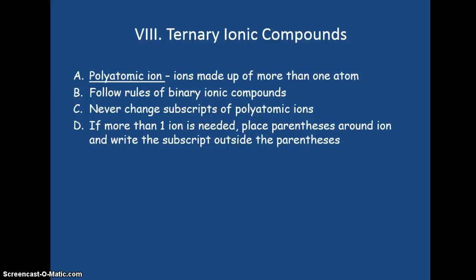Today we're going to learn about ternary ionic compounds. So we're still doing ionic compounds, which do contain a metal and a non-metal, but now we're doing ternary. Last time we did binary, which means only 2 elements. Ternary means more than 2 elements. In this you'll see polyatomic ions. A polyatomic ion is an ion made up of more than 1 atom.